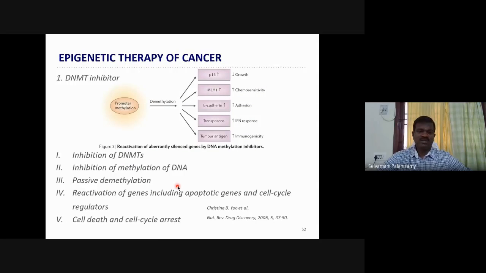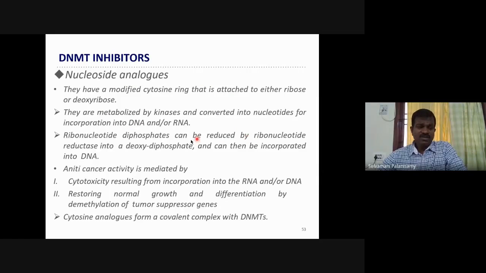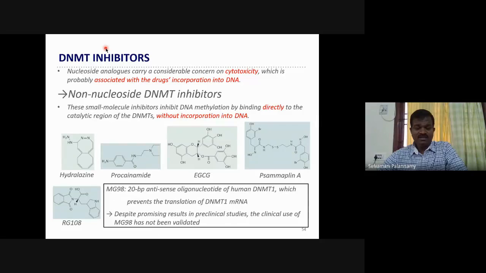So now we all know the epigenetic basis of cancer. Now we are able to reverse cancer based on the same principle, where the enzyme could be inhibited, which reduces the growth, increases the chemosensitivity, increases the adhesion, and the interferon response, that is immunogenicity, and so on. By this we could treat cancer. And this is one of the areas in my lab. We are doing chemistry of nucleoside analogs. So we were able to develop some good DNMT inhibitors. And these are the already available DNMT inhibitors, nucleoside based and non-nucleoside based.